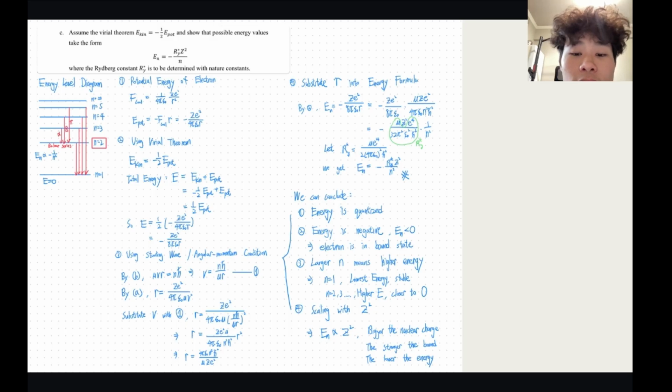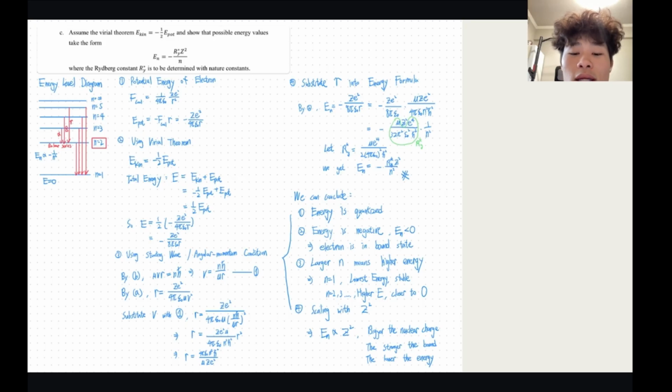The first thing is that energy is quantizable. Because n is a positive integer, it can only be 1, 2, 3, and so on. So energy is quantized. And the next point is that energy is negative for the electron, of course. So En is always smaller than 0 in the equation.